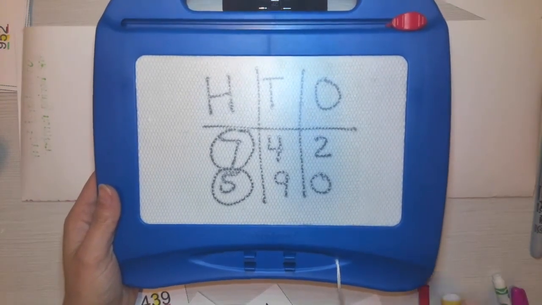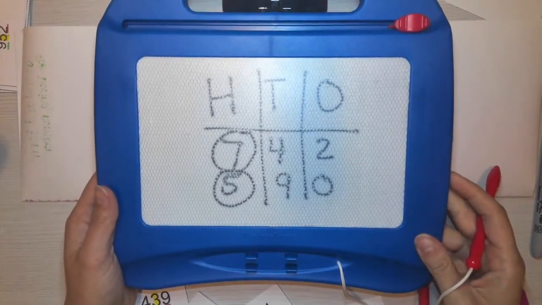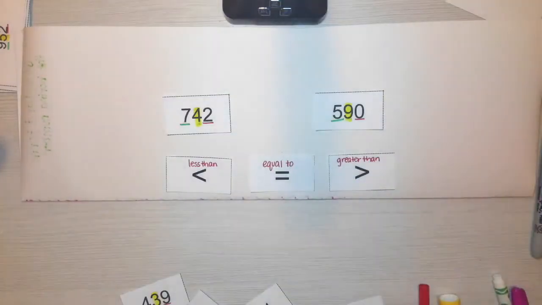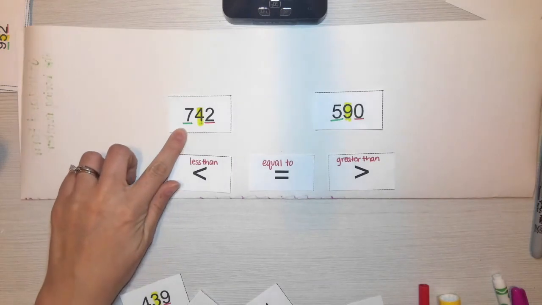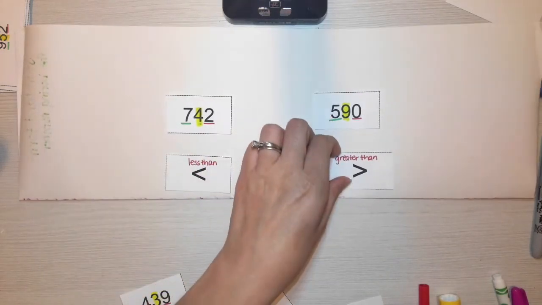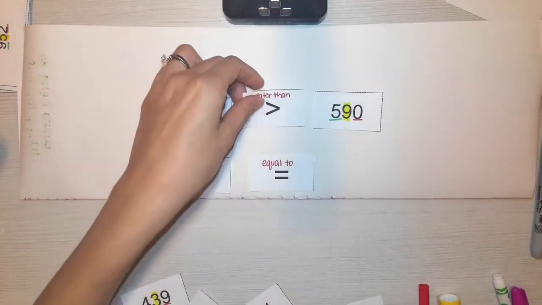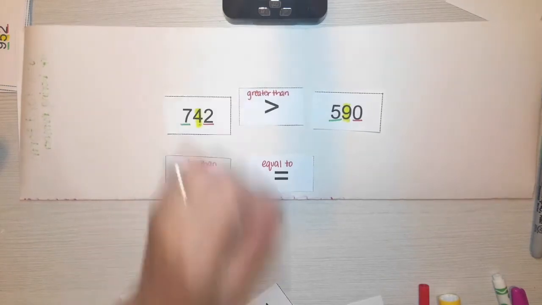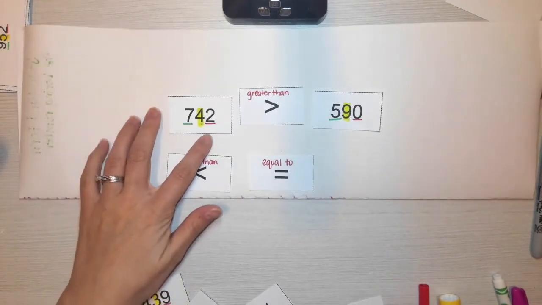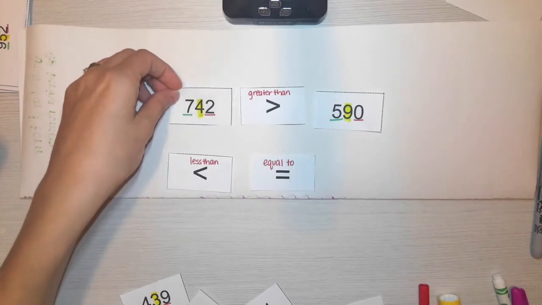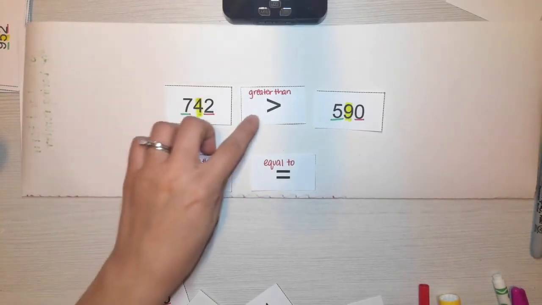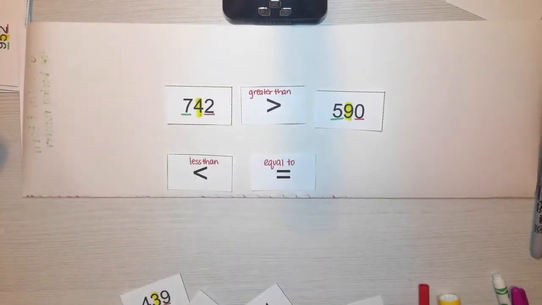7 and 5, which one is greater? 7. So I'm going to look over here. 7 is greater than 5. 7 hundredths is greater than 5 hundredths. So I'm going to put my greater than sign here, and now this makes this sentence correct. 742 is greater than 590.